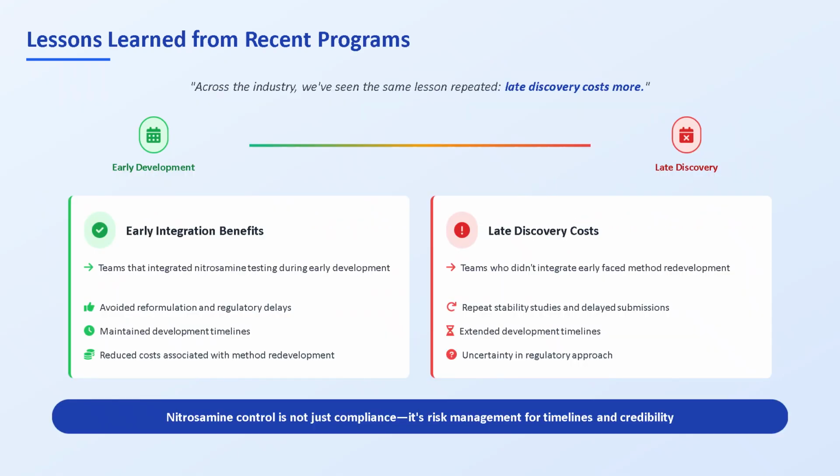Across the industry, the same lesson keeps repeating. Late discovery costs more. Teams that integrate nitrosamine testing early avoid reformulation, delays, and regulatory uncertainty. Looking ahead, testing strategies must become smarter, more chemistry-driven, and integrated earlier in development. Understanding your chemistry remains the strongest control strategy for predicting and preventing nitrosamine formation.